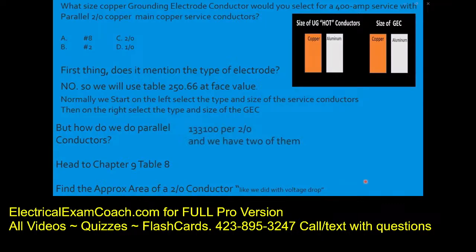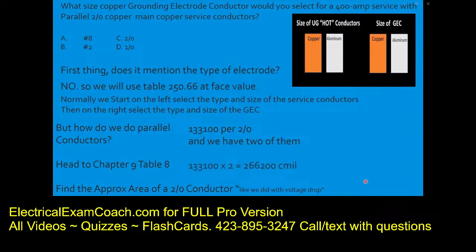So each 2-aught copper service conductor, starting on the left-hand side to find our wire, then coming over 2 small columns to the circular mils and area, we're going to find that each 2-aught is 133,100. And that is in circular mils. But we have 2 of those conductors, so how we handle this is we just multiply it by 2. And that's going to give us our total C mils.